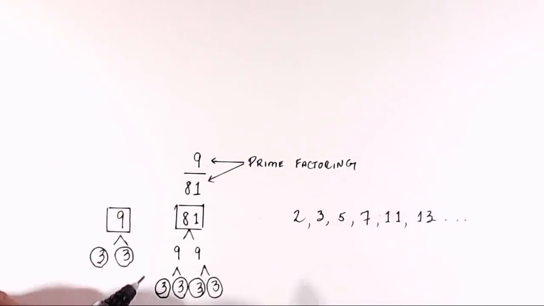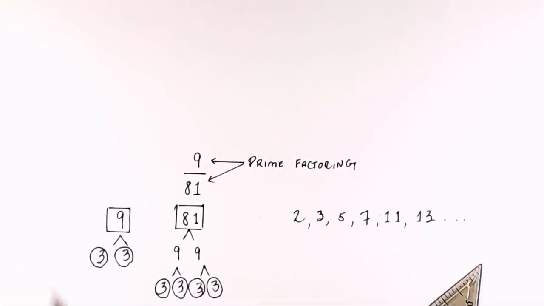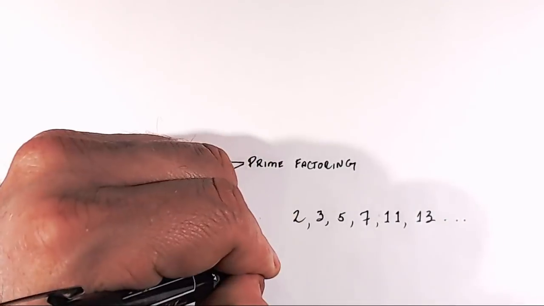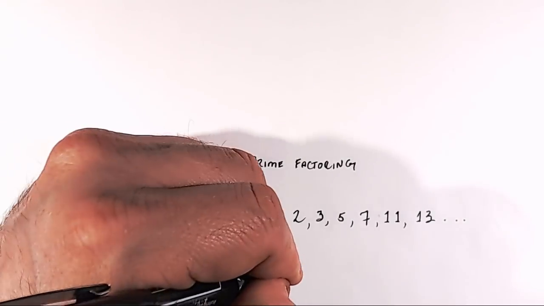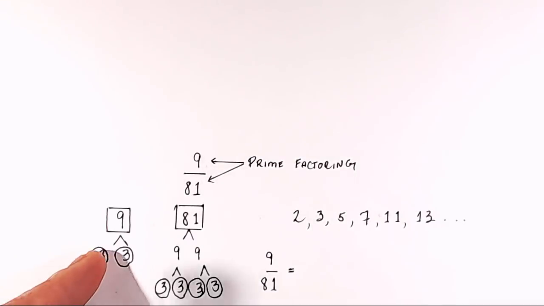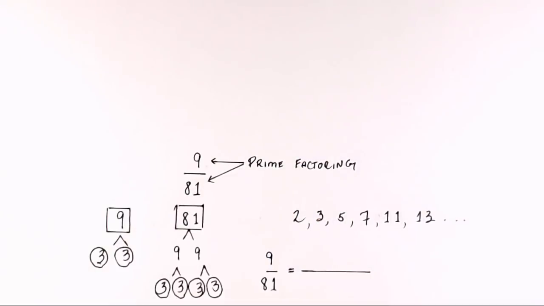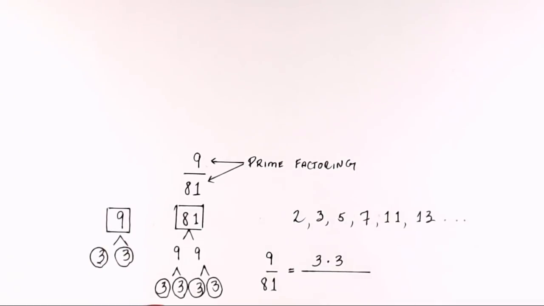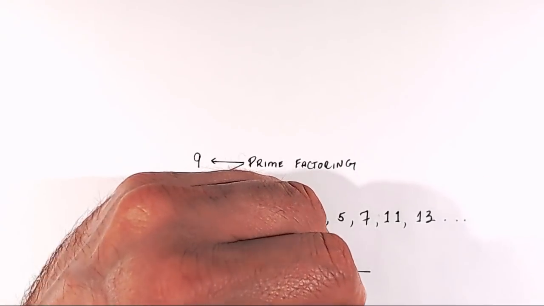And so now what we want to do is rewrite our original fraction as prime over prime numbers. So instead of 9 over 81, we'll have 3 times 3 in the numerator. And then in the denominator, you've got 3 times 3 times 3 times 3.